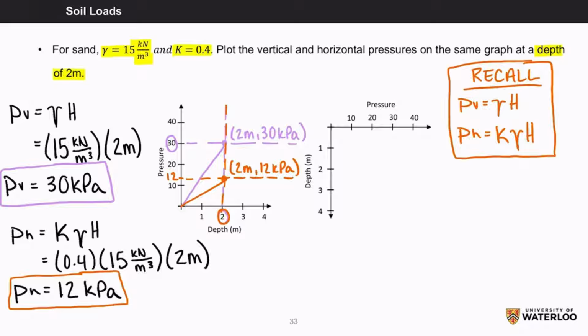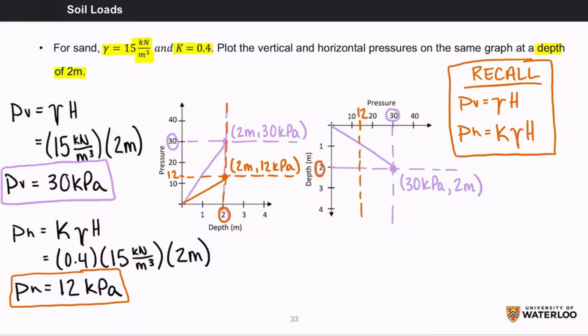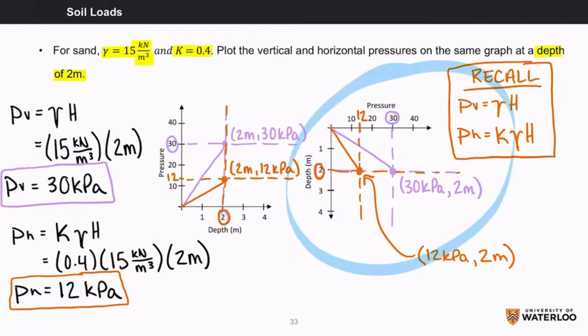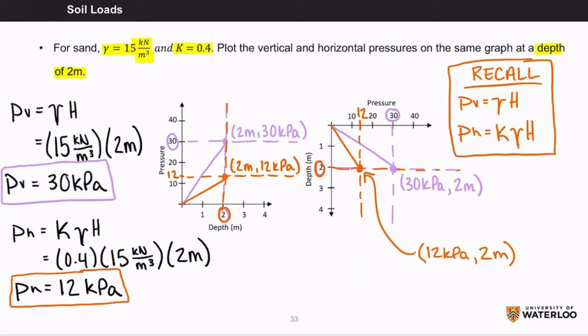Using the same data, we can create the other graph with pressure as its x-axis. This graph helps us visualize how depth affects the change in pressure linearly. When we think of depth, we normally think of digging into the ground. That's why the depth and pressure axes are switched, so we can visually see depth going into the ground.